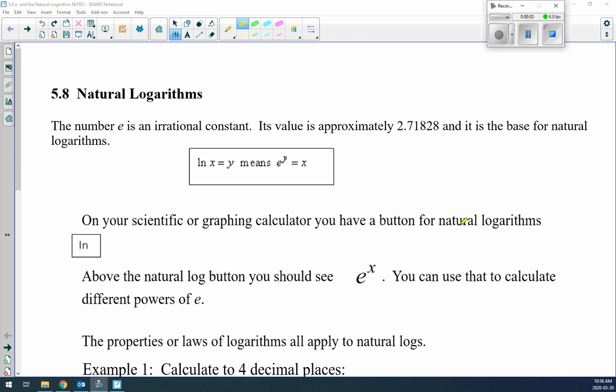Okay, so this is 5.8, natural logs. We talked about log 10s. Now we're going to talk about natural logs. So e, which is approximately 2.71828, right? It's the base for natural logs.